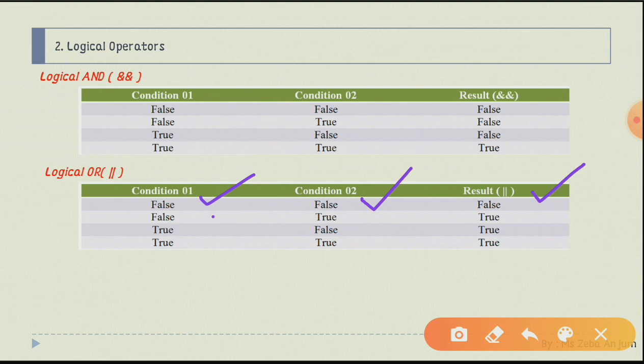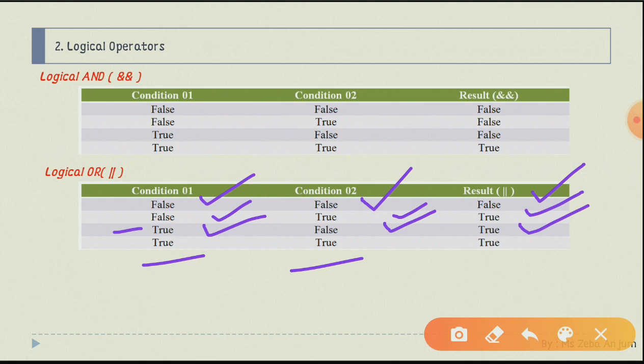In the second one the first condition is false but the second condition is true, and hence your result comes as true. In the third row condition 1 is true, condition 2 is false. So based on this condition 1, you will be getting your answer as true. Now for the fourth one, for the last one, both the conditions are true, so automatically anyhow you will be getting your result as true. So that is a basic difference between logical and and logical or operator.